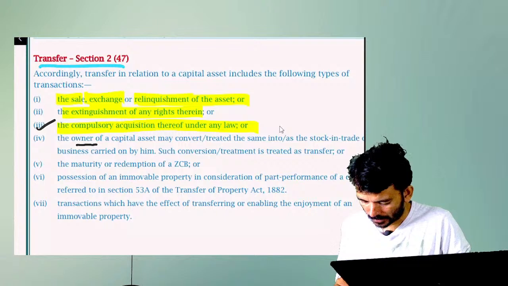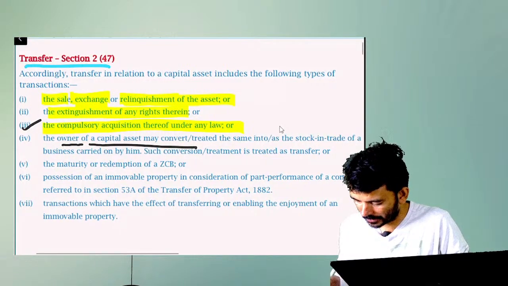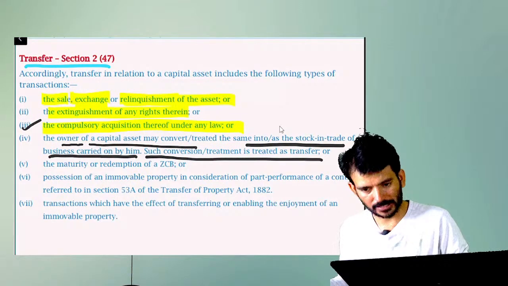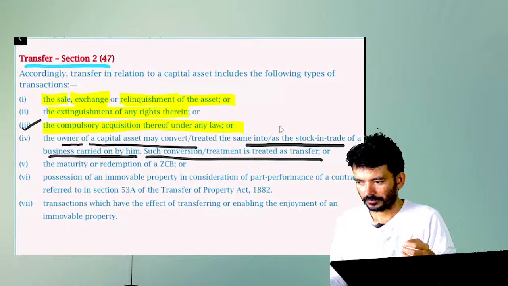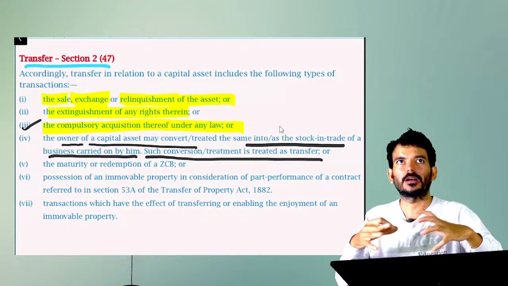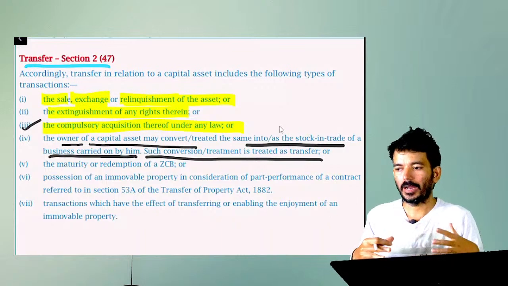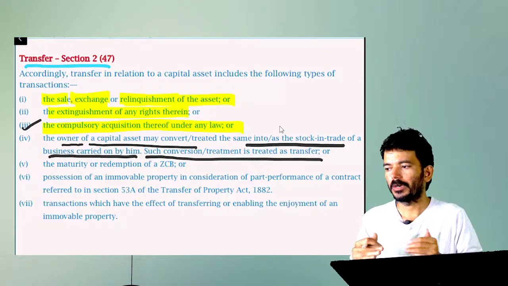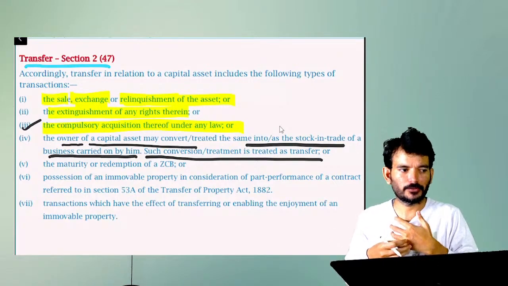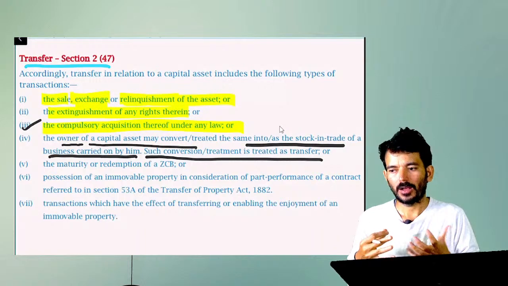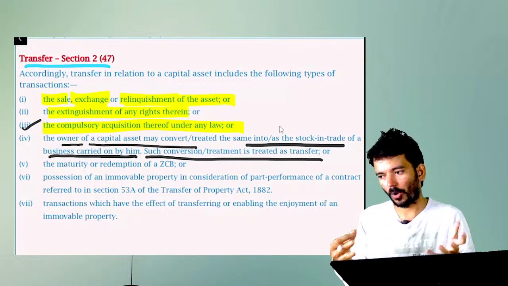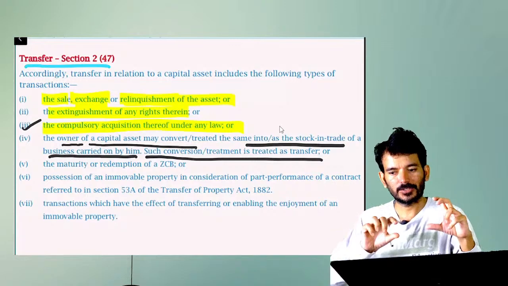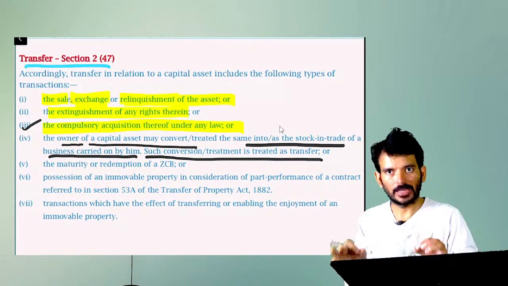Owner of a capital asset may convert or treat the same into stock in trade of a business carried on by him. Such conversion or treatment is a transfer. What does that mean? I have a capital asset, like I'm having a huge land, and that is my capital asset at the moment. But going forward, I thought that instead of doing any other manufacturing or any other business, I want to get into real estate. So I want to make plots and sell them to everyone. So I'm converting my capital asset to stock in trade, right? So even that is also a transfer.